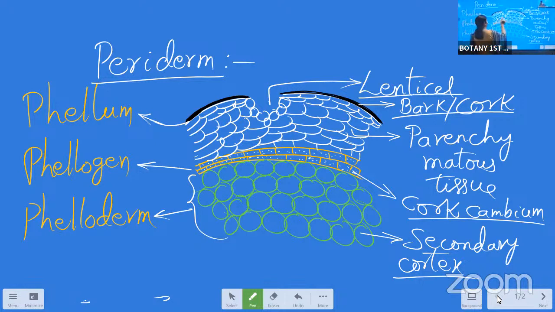And below that is the simple parenchymatous tissue, and there is no need for any other name for that parenchymatous. And below that are the cambial cells, which are meristematic in nature and called the phellogen, which are making the layer. So we will call it a phellogen. And this is also called the cork cambium. And below the cork cambium is the secondary cortex, also called the phelloderm, because it is making the layers in the dicot stem itself, which are very important and protective for the dicot stem. So that is called the phelloderm.